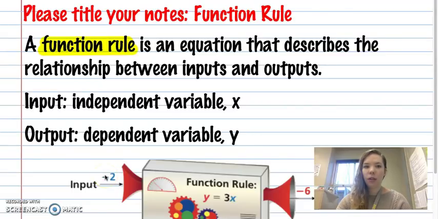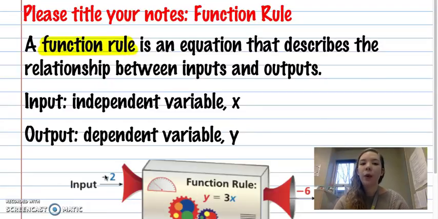All right, so a couple of days ago, I taught you how to identify a function from a mapping diagram, but today we're going to talk more about what a function is. So your title for today is function rule. If you want to go ahead and pause and write this down, you can, but I'm going to talk about this slide, and then at some point you need to write it down. So whether you write it down first or after I talk about it, it should be in your notes.